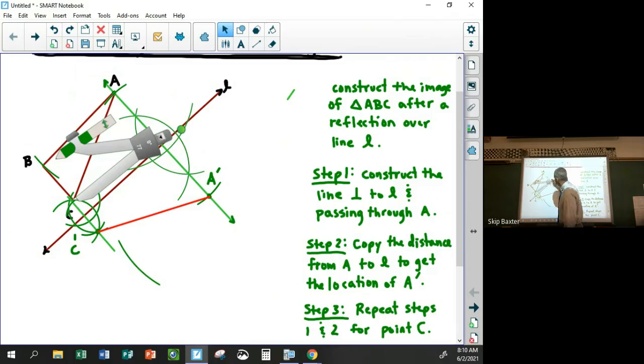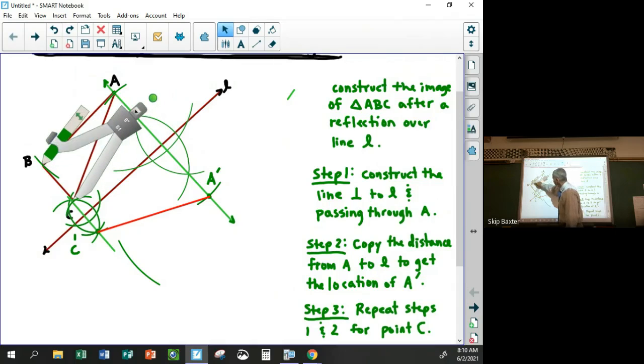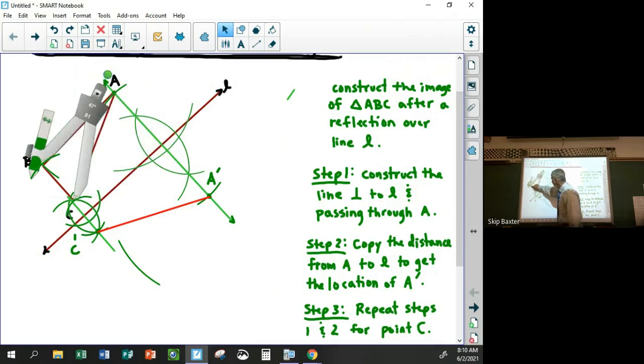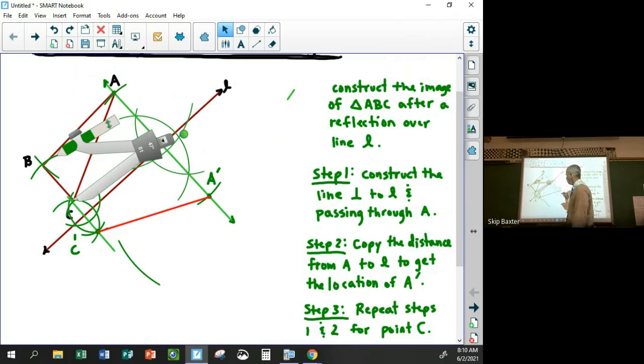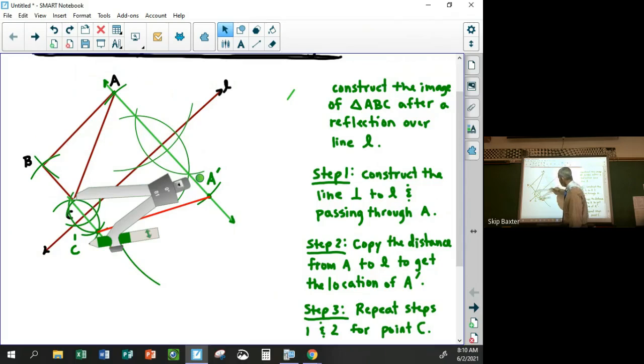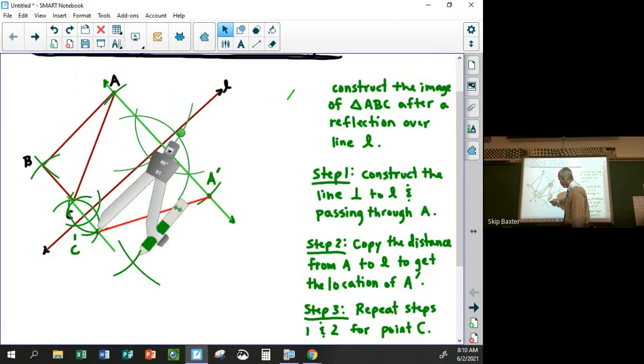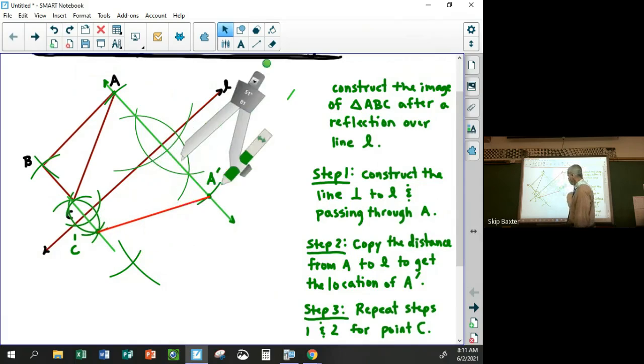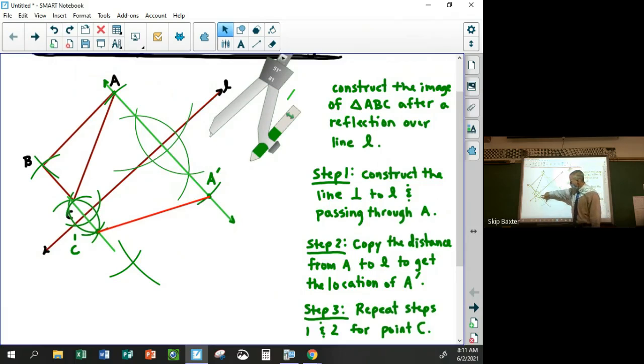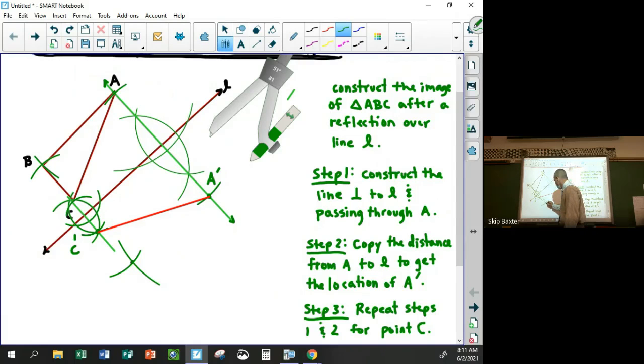From B to C, and then come down here, do the same thing. And where those two arcs intersect, that point is the correct distance away from C prime to get B prime, and it's also the correct distance away from A prime to get B prime. That point right there has to be B prime.